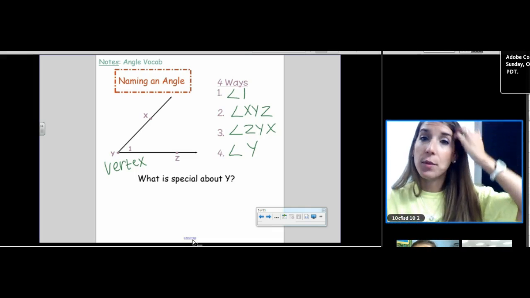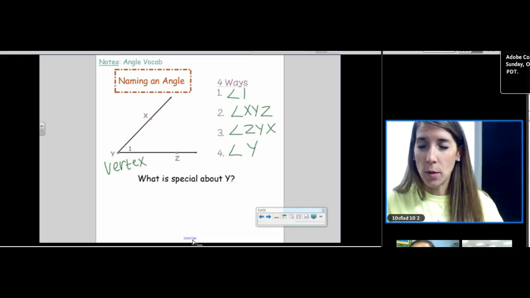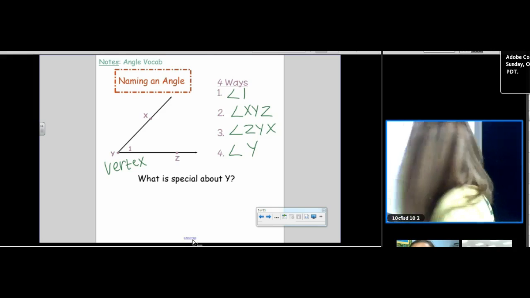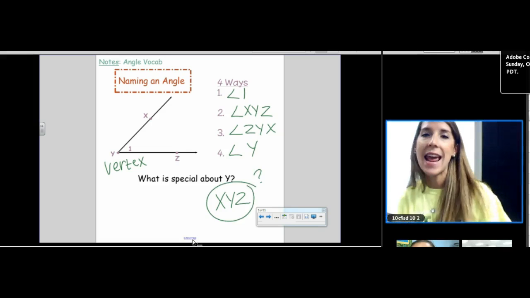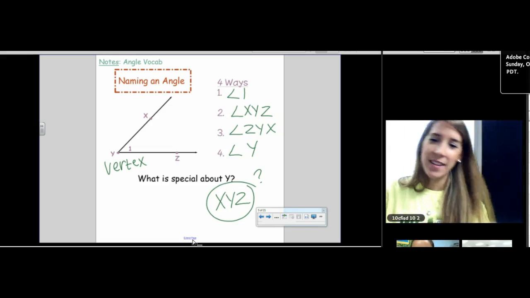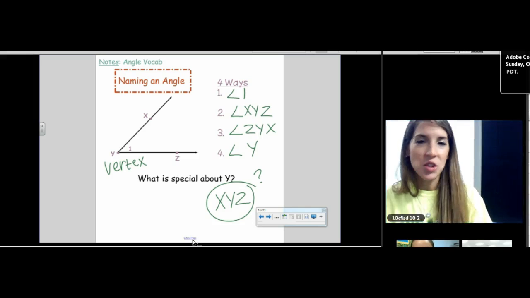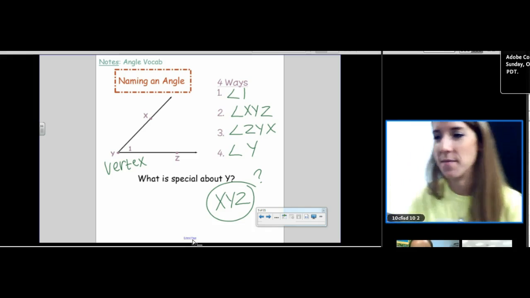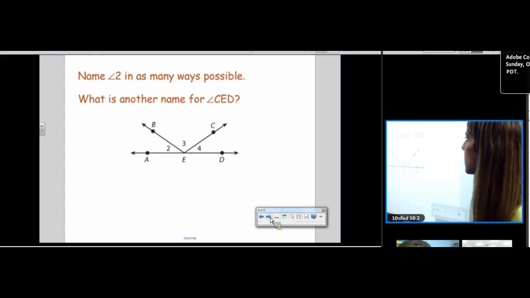So when you're naming it with 3 letters, the vertex always has to be named second. The vertex always has to be the middle letter. Notice how I put an angle symbol in front of all of those. If I had just written XYZ, what would I have named? I wouldn't have named an angle. What would I have named from first week of school? Nope, not a line, a plane. So if you don't put any symbols in front of it, you've just named a plane, and I doubt you wanted to name a plane. Okay? Cool.